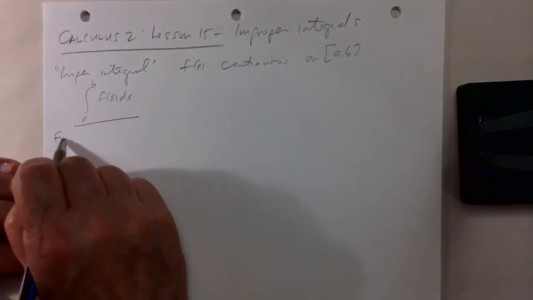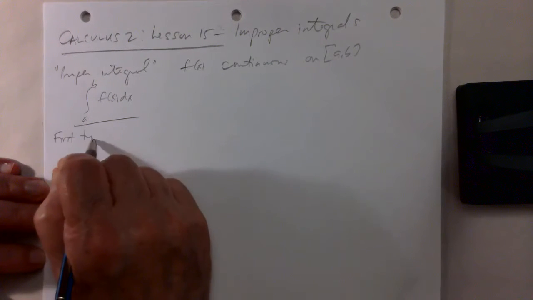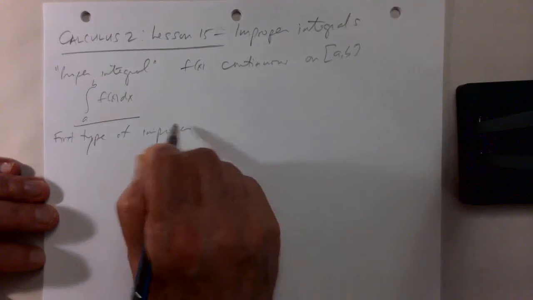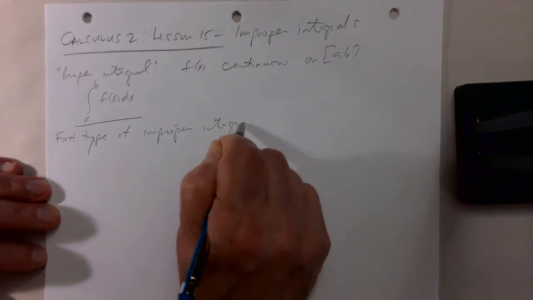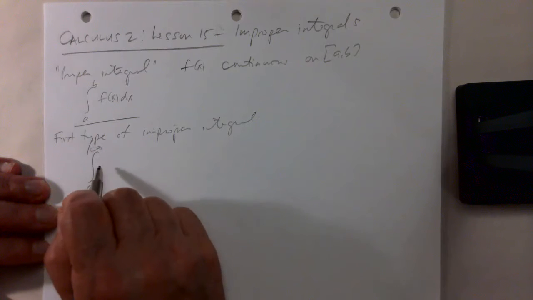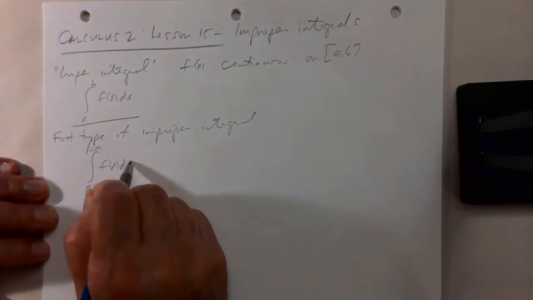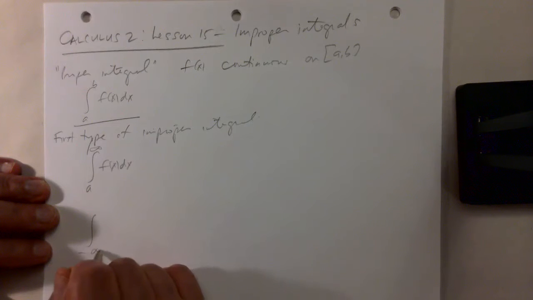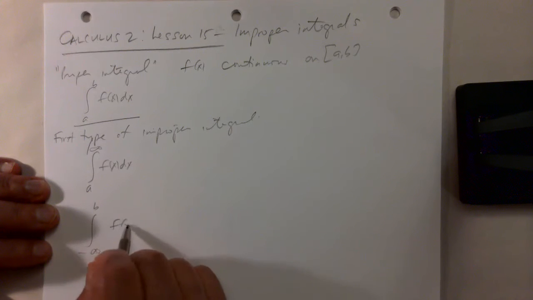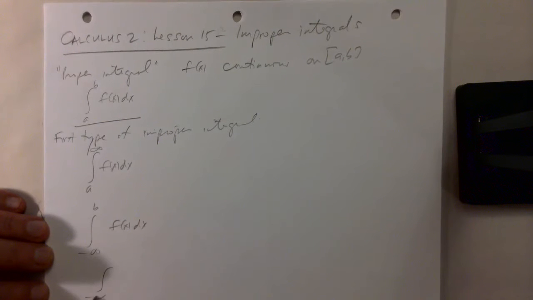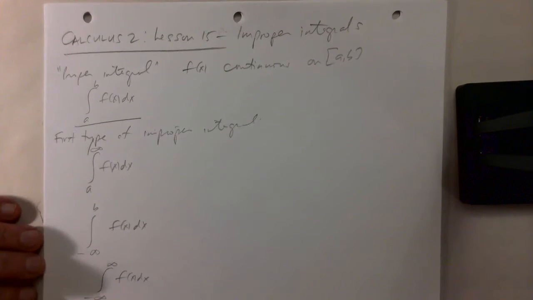So this is the first type of improper integral. You might have the integral from a to infinity of a function f of x dx, or you might have an integral from minus infinity to some number b of f of x dx, or you might have an integral from minus infinity to plus infinity of f of x dx.